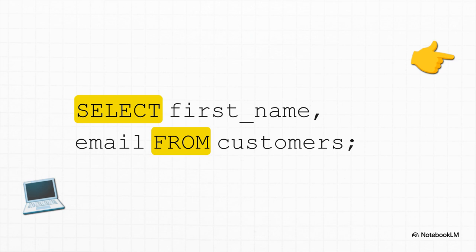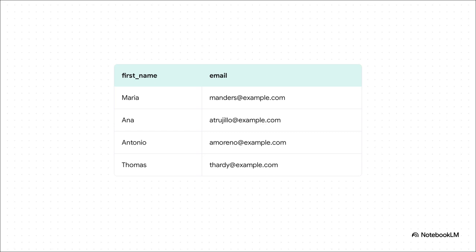Select tells the database which columns we're interested in, in this case, first name and email. Then from tells it which table to go look in, our customers table. That's all there is to it. We select the columns we want from the table where they live. Simple. And boom, there it is.